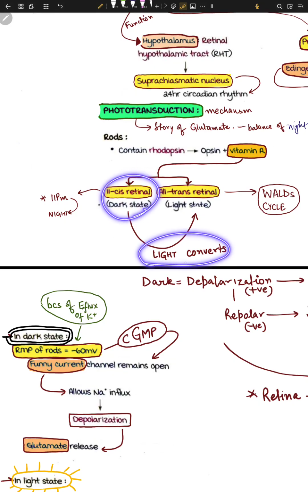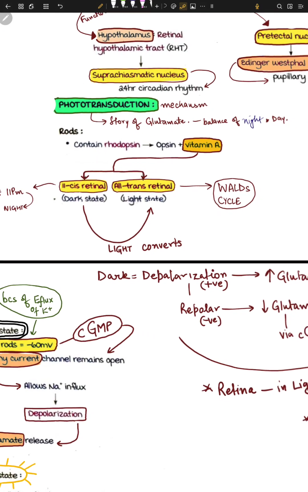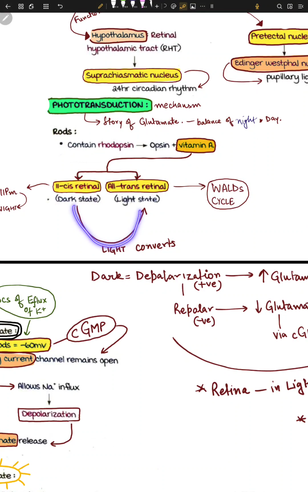With the help of light, this converts to all-trans retinal. I will tell you why we need these two forms. So this cycle, when light converts 11-cis retinal to all-trans retinal, is called the Wald cycle. Wald was a scientist, and he discovered this thing. So we need light to convert 11-cis to all-trans.